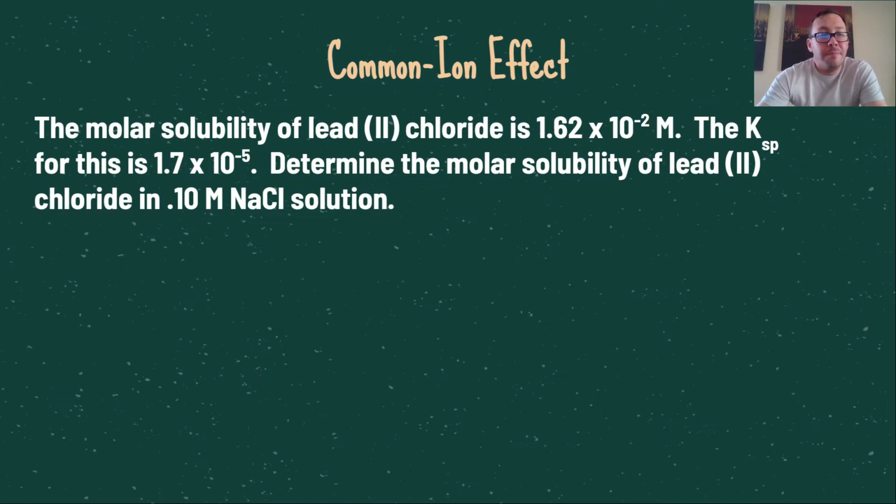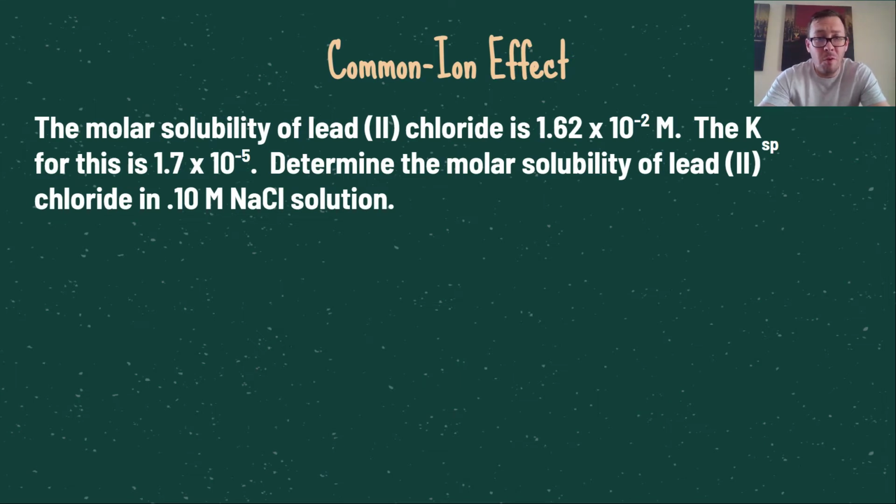So let's take a look here. The molar solubility of lead 2 chloride is 1.62 times 10 to the negative 2nd molarity. The Ksp for this is 1.7 times 10 to the negative 5th. Determine the molar solubility of lead 2 chloride in a 1.0 molarity NaCl solution.